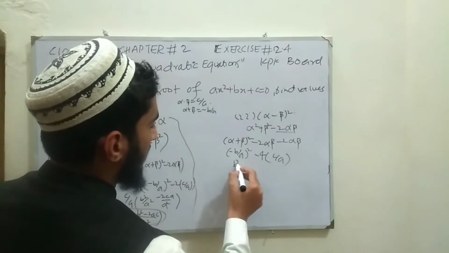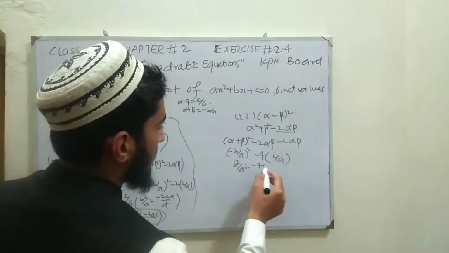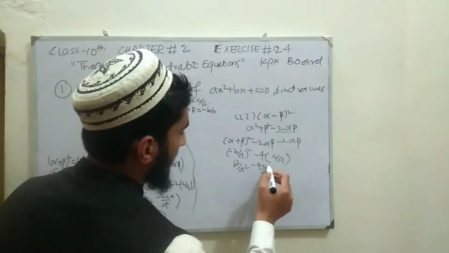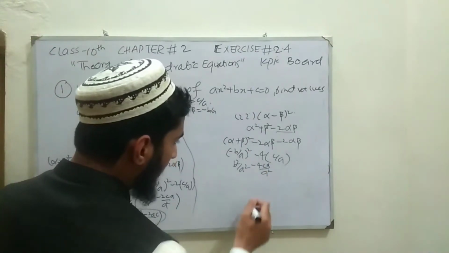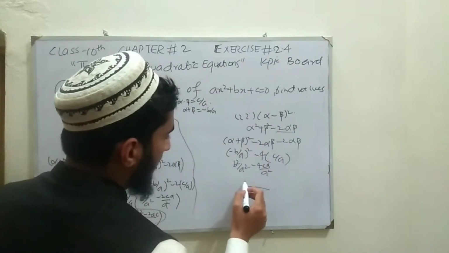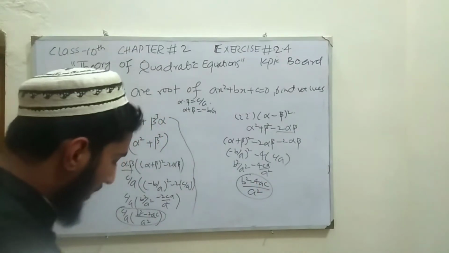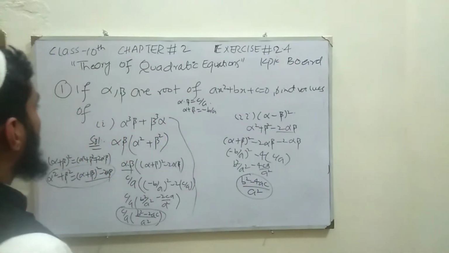This gives us b square over a square minus 4c over a. Multiplying a in the denominator, we are left with a square, and in the numerator a. Taking LCM a square, we are left with b square minus 4 times ac over a square. So this is the solution to the given part B. Move to question number 2.